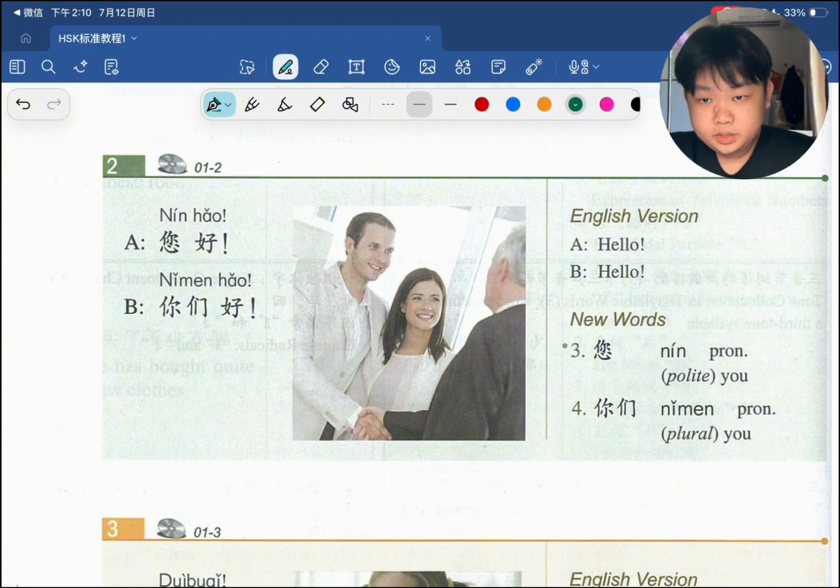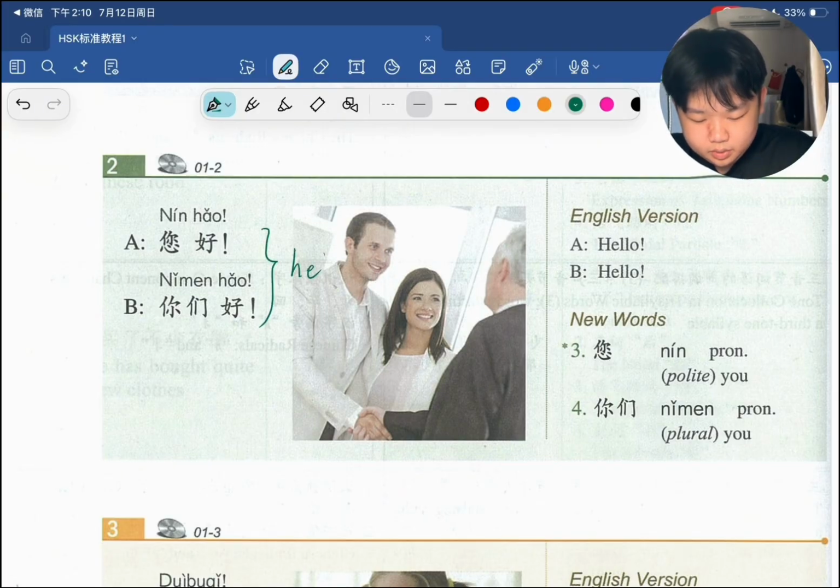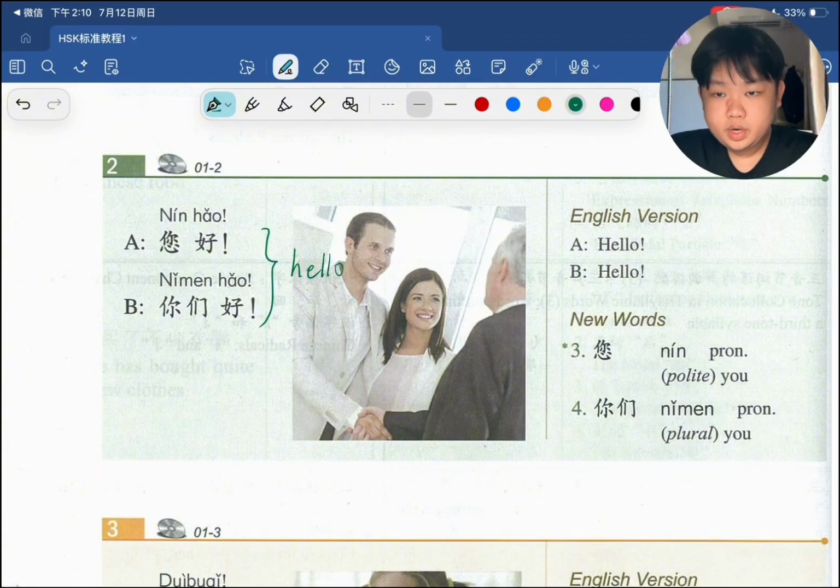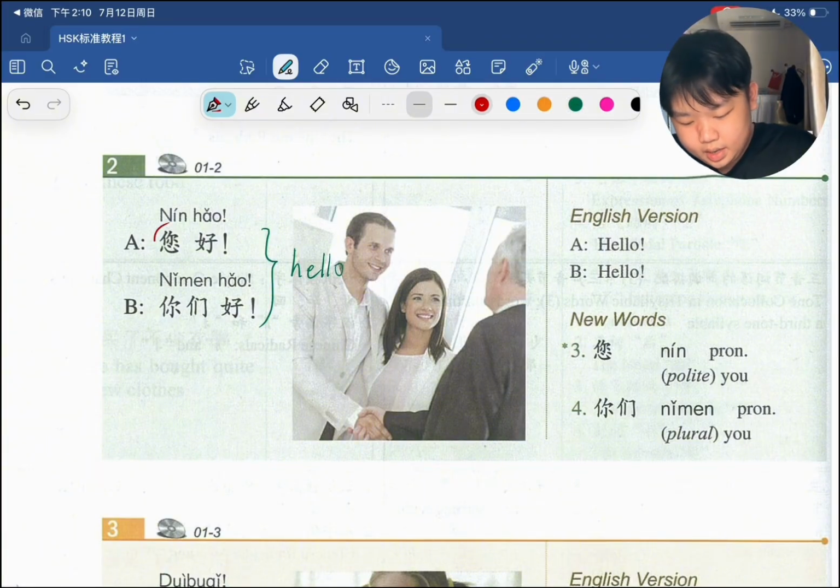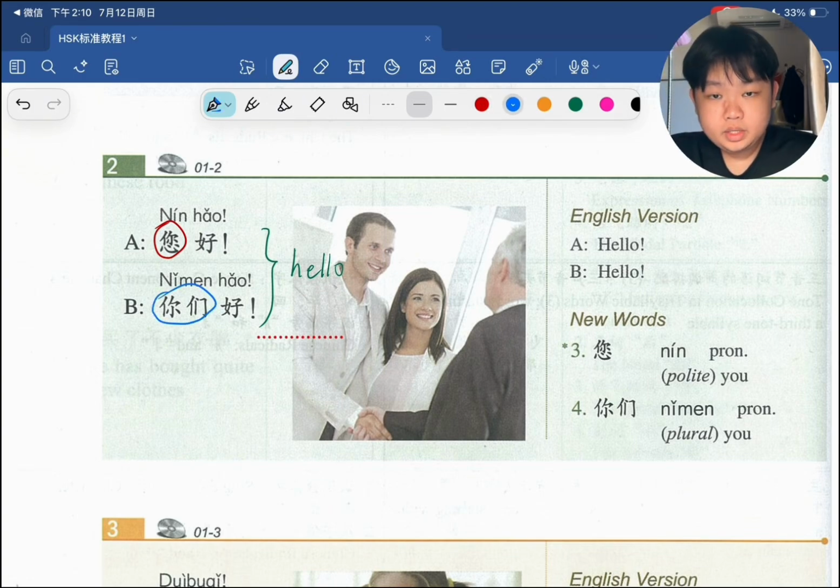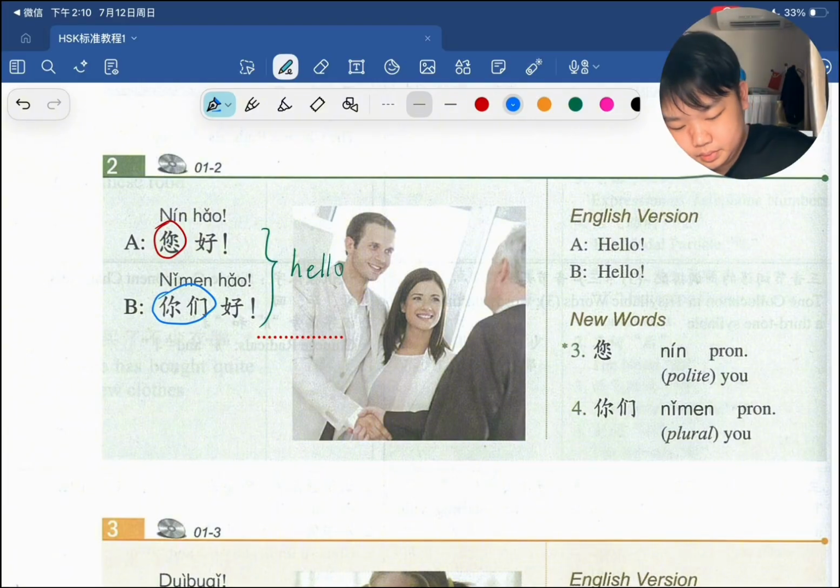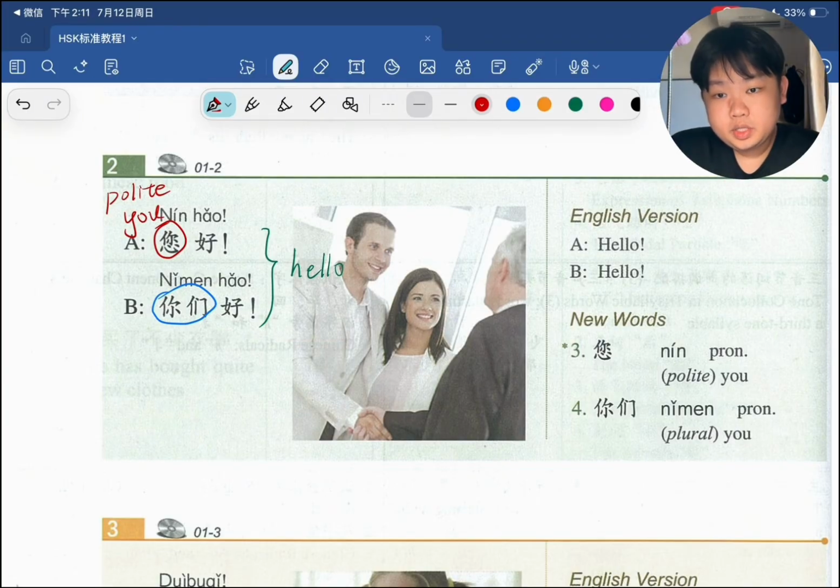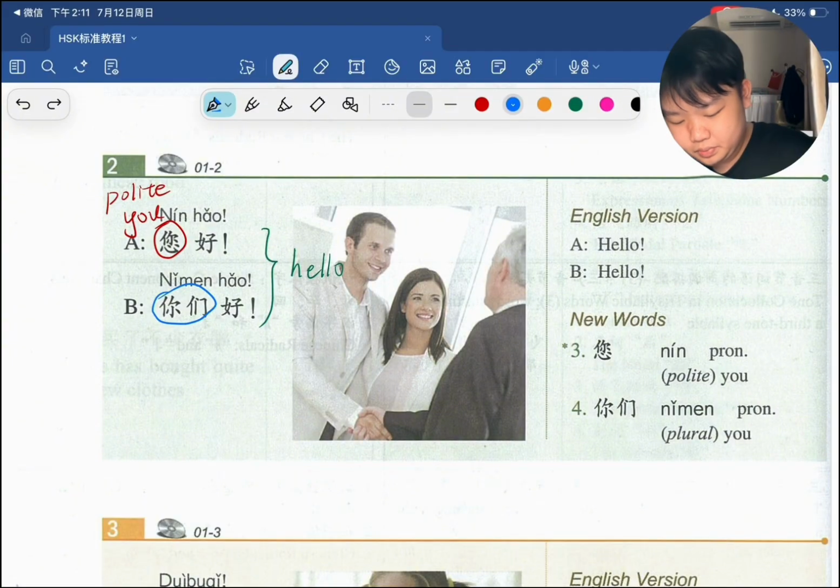Next, let's look at dialogue 2. A says 您好 and B replies 你们好. Both 您好 and 你们好 still mean hello. The new words we learn here are 您 and 你们. 您 is a polite way to say you, commonly used when you're speaking to elders or in formal occasions. 你们 represents the plural form of you.